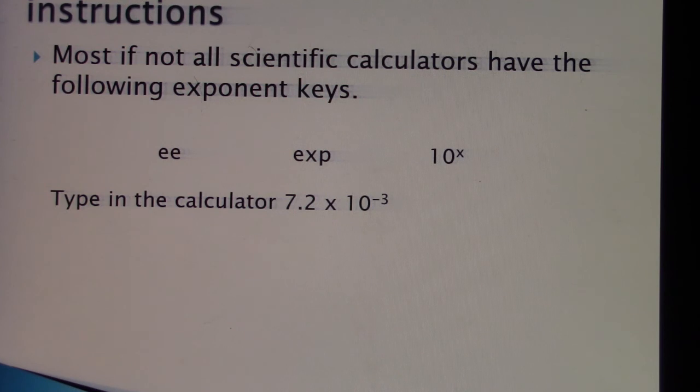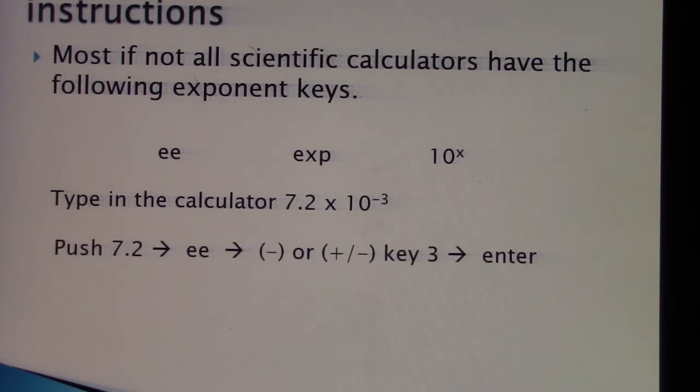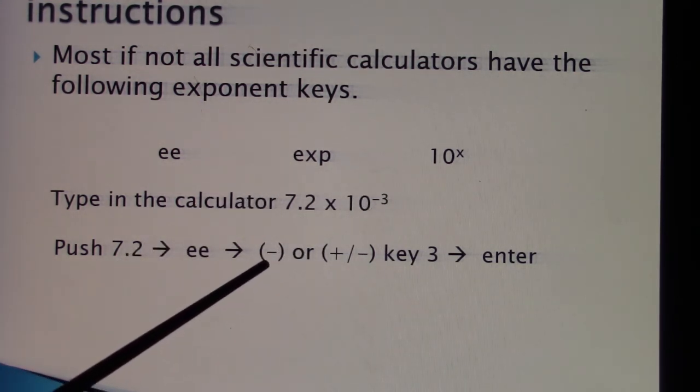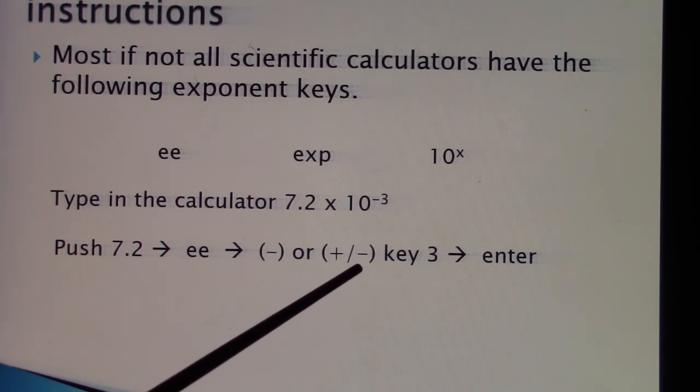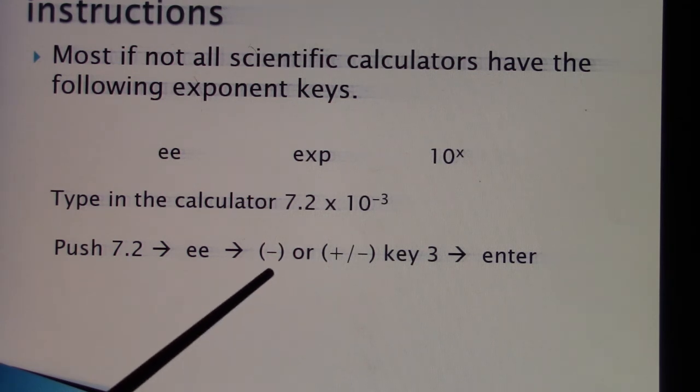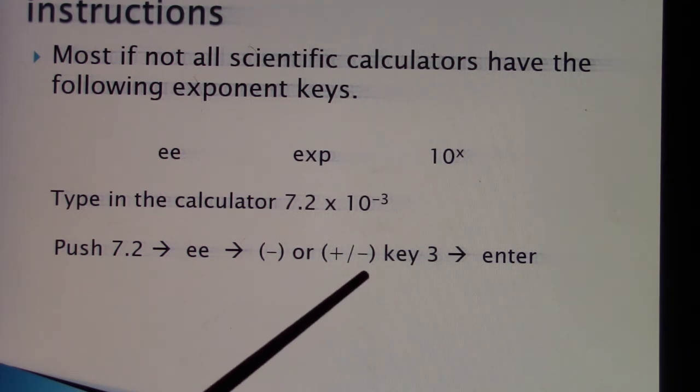Let's type a negative exponent. On your calculator, push 7.2, hit EE, EXP, or 10x, it doesn't matter. Use the negative or plus or minus key on your calculator. Don't use the minus key for subtraction. You should see some keys, minus or plus minus. Hit 3 and then hit enter.